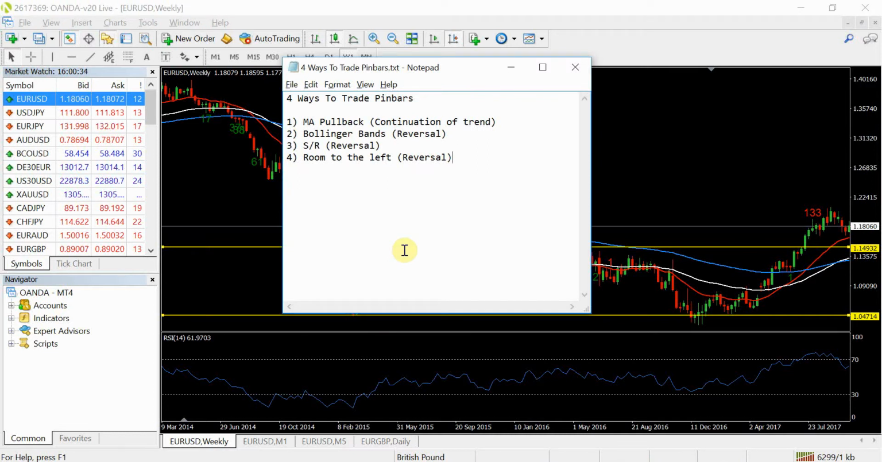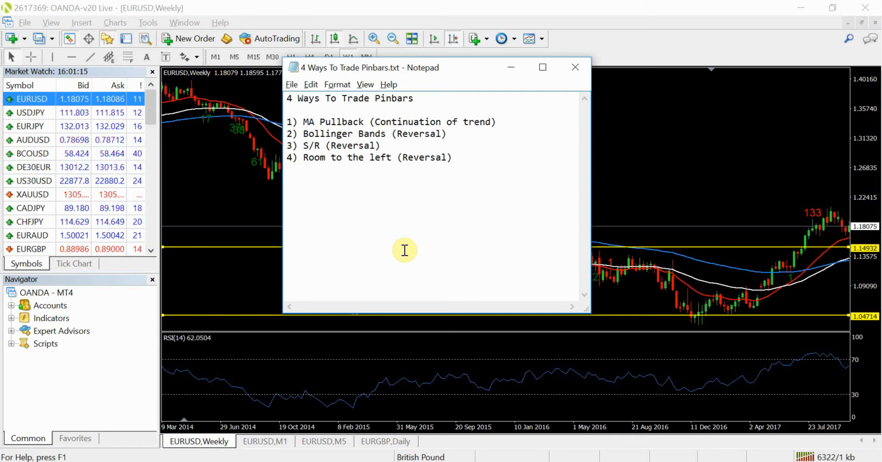So the second way to use the pin bar is using Bollinger Bands. For those who don't know what Bollinger Bands are, these are a measure of volatility, where normally you have a 20 period moving average and then 2 standard deviations above and below that moving average. Effectively it's saying that price is normally contained within the bands roughly 95% of the time. So every time price touches or exceeds that band, there is a strong indication that price will reverse.